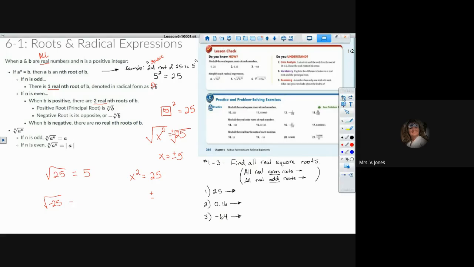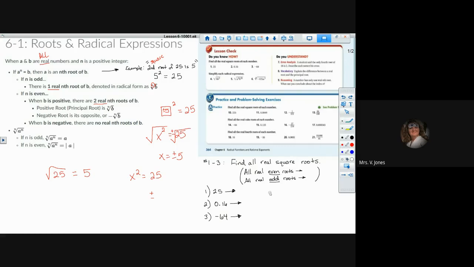All right, then the last part of the notes is just telling you how to simplify this. When n is odd, you'll only have one answer, and you'll just simplify like normal. But if n is even, we may have to use absolute values. So we'll talk about that here in a second too.